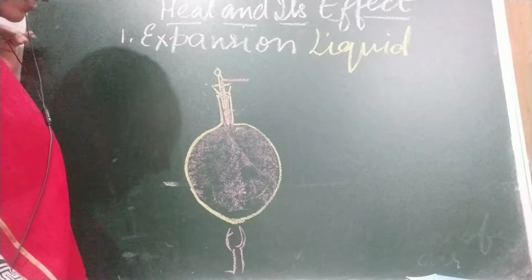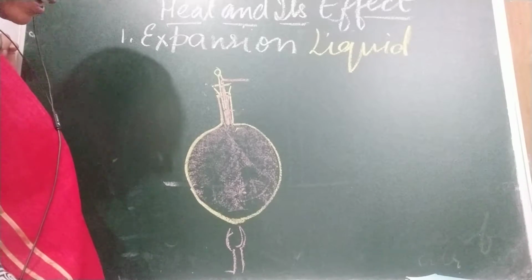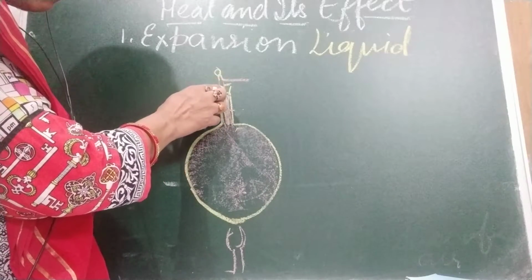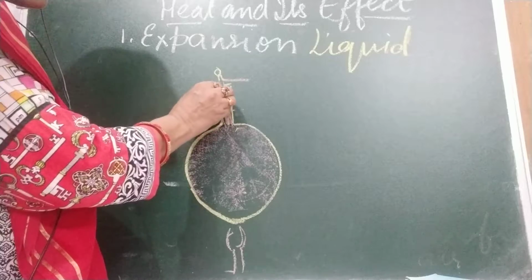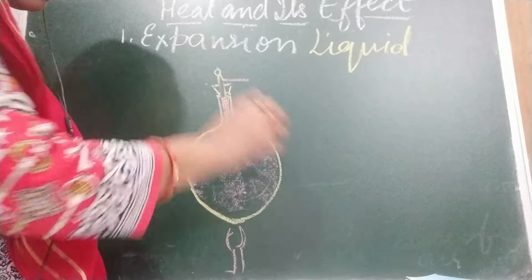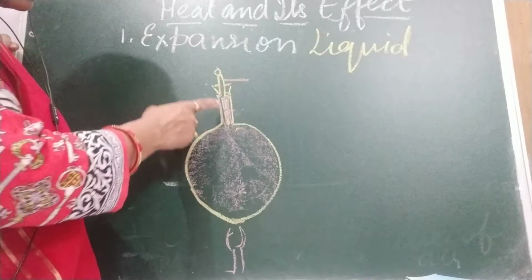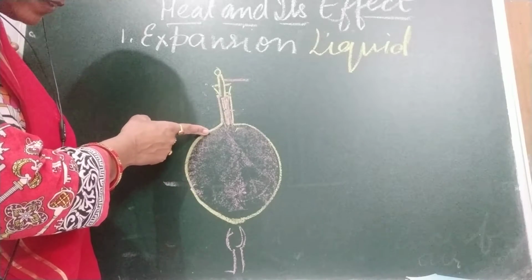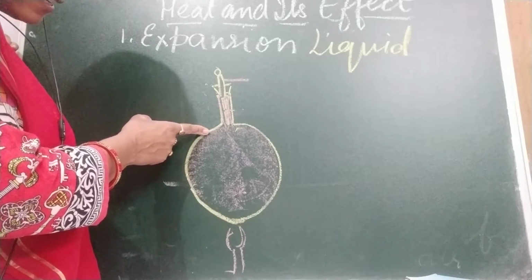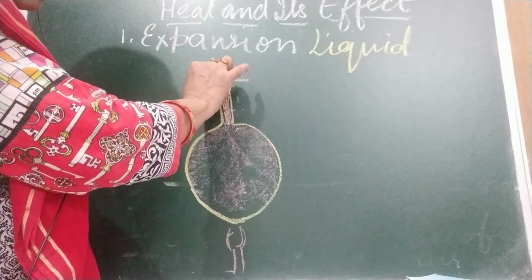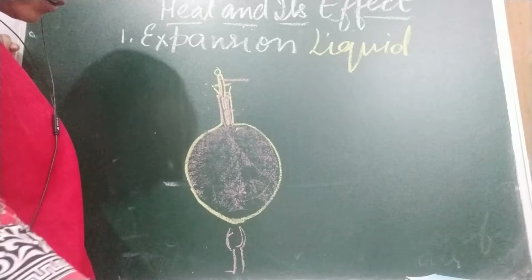We will notice that the level of the liquid in the tube goes down. This level is going down, it has come up to here. Why has this happened? First it goes down a little and then starts rising, and again it will start rising.